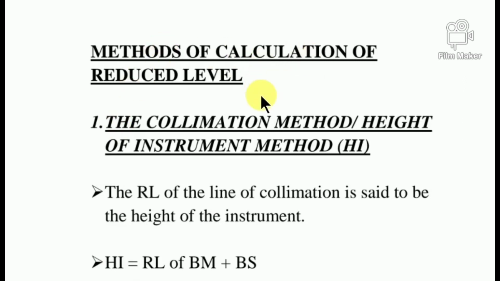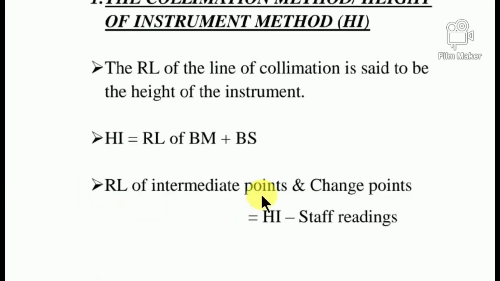So we have two methods which we have already done in your laboratory. So this is very well known to us. The first method is the collimation method or height of instrument method, that is HI. Here in this method, the RL of the line of collimation is said to be the height of the instrument. The formula for height of instrument is RL of benchmark plus our backsight reading. And to find out the RL of intermediate points and change points, we subtract the intermediate and foresight reading from the height of instrument. So these two formulas are important.